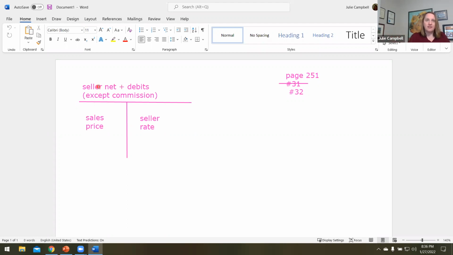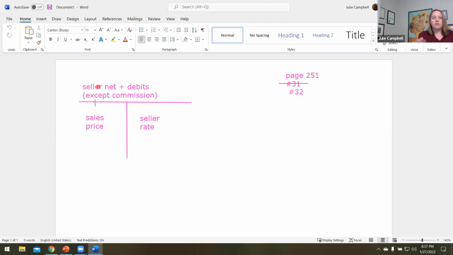That's the seller net. In addition to the seller net, we need to look at all of their debits, all their expenses, whatever they have to pay to get out of this property, pay to transfer this title. All of their debits and expenses except commission. Commission does not get included in the number on top.